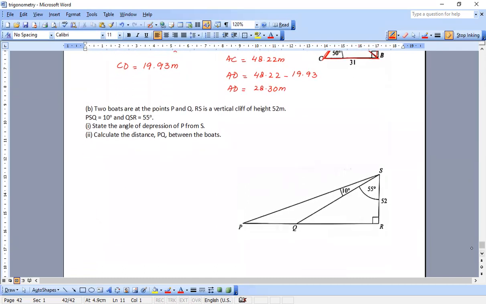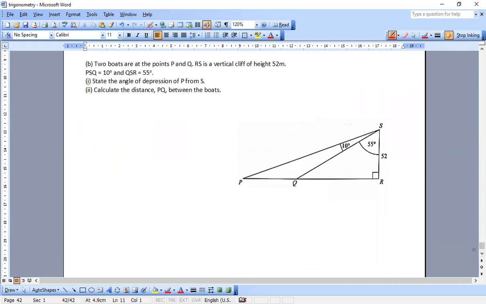In the next part, two boats are at the points P and Q. RS is a vertical cliff of height 52 meters. Angle PSR is equal to 10 degrees and angle QSR is equal to 55 degrees. State the angle of depression of P from S. As I have already discussed in my previous videos, the angle of depression is the angle this. We have to find the angle of depression of P from S.